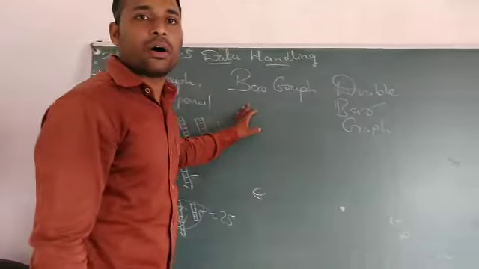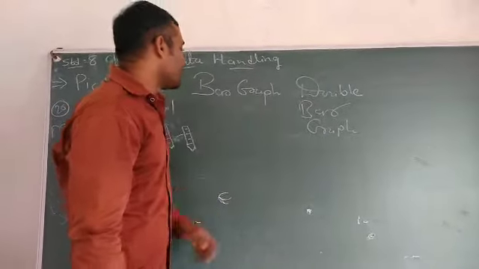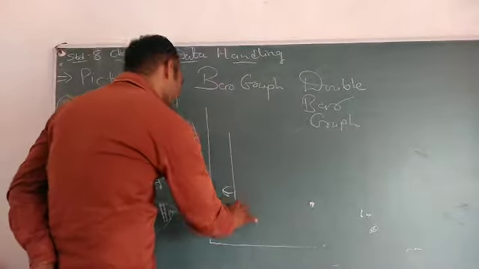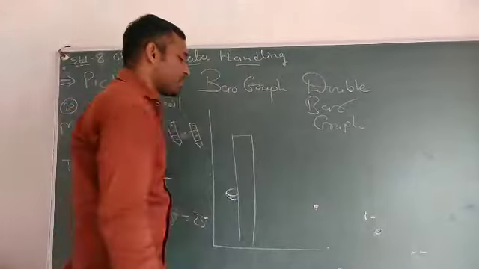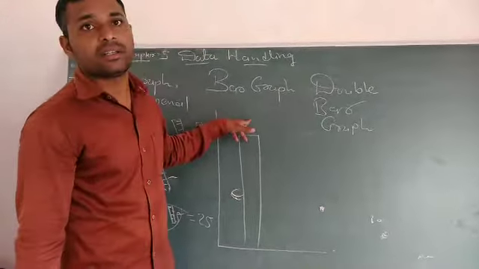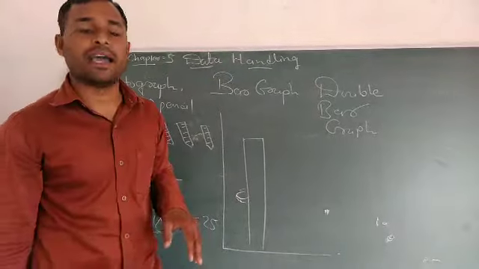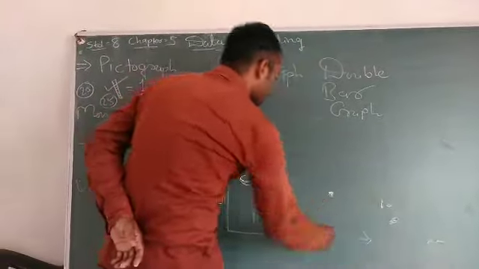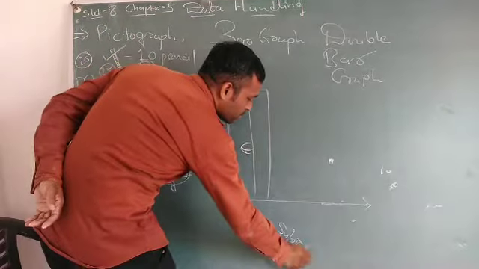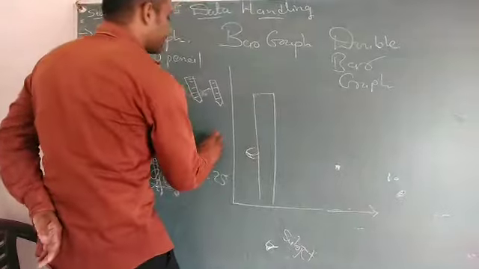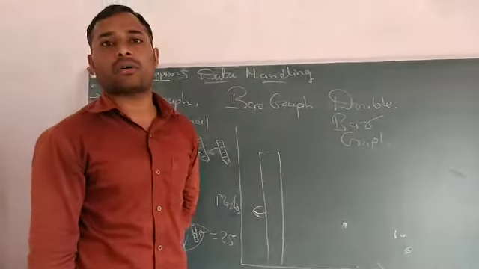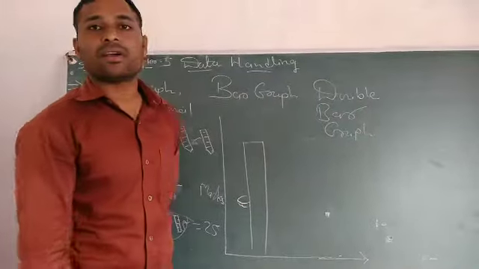Now next thing is the bar graph. Bar graph has bars represented on the x-axis and the values of height will be represented on the y-axis. Suppose we take here subject and on this side will be marks. So now we represent marks of students in different subjects.